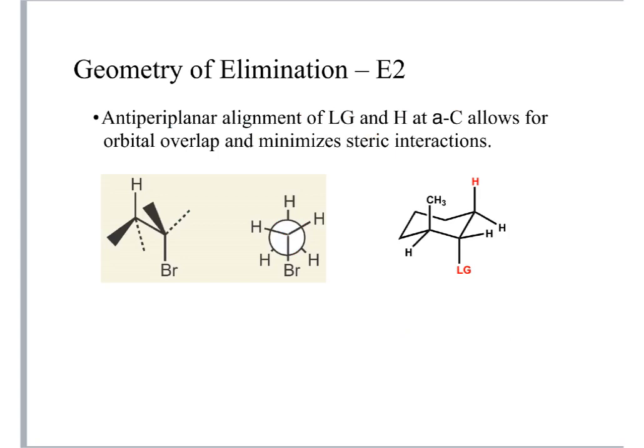Let's take a closer look at the alignment of the leaving group and the hydrogen to be deprotonated from the alpha carbon. Newman projection shows that the hydrogen that is anti-periplanar to the leaving group is the one that will be eliminated. In this example, we have 3 alpha hydrogens, 1, 2, and 3, and only one that is anti-periplanar allows for elimination.